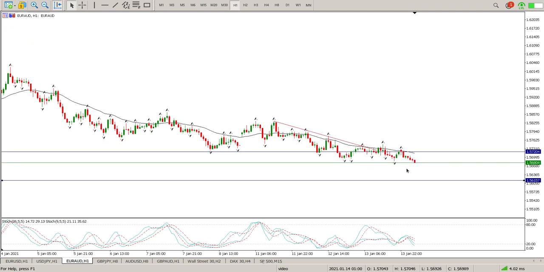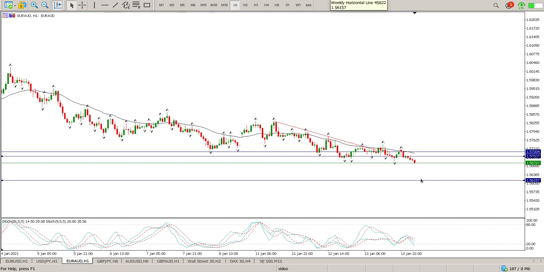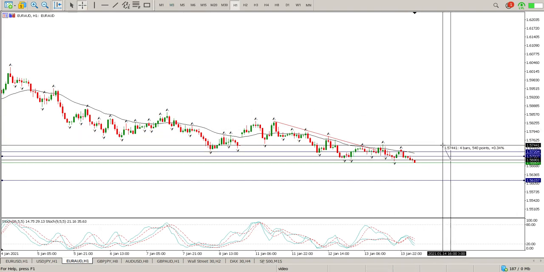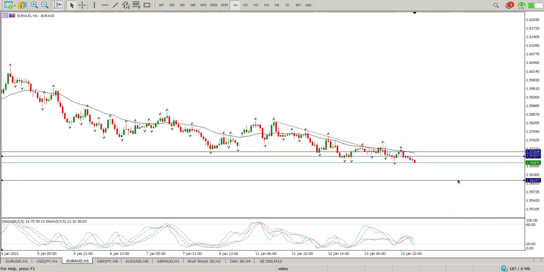Okay, so we're looking for a pullback onto structure, and I would almost say that you want to see a pullback onto this area here, 157037, and then you're looking for a short down to 156157. Okay, so that's the structure that we're looking at the moment. So just wait for it. Don't jump in now. You're going to stress yourself. Wait for the pullback, then your stop will be above the previous high, and then you should have a pretty decent risk to reward if you get that. So that would be 540 points to 700 points, so a bit more than a one-to-one trade. Okay, that's Euro Aussie dollar, well worth watching.